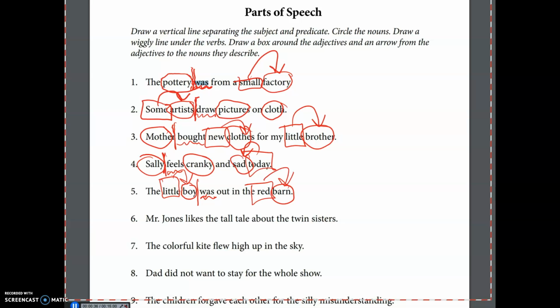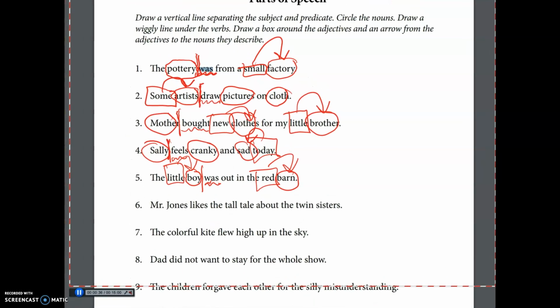Okay, so I want you to do the rest of that page. You'll put a line between the subject and the predicate. You'll circle any nouns that are person, place, or thing. You'll put squiggly lines under the verb. And then anything that's describing a noun, you'll put a box around and you'll point to your noun. Good luck with page 59.